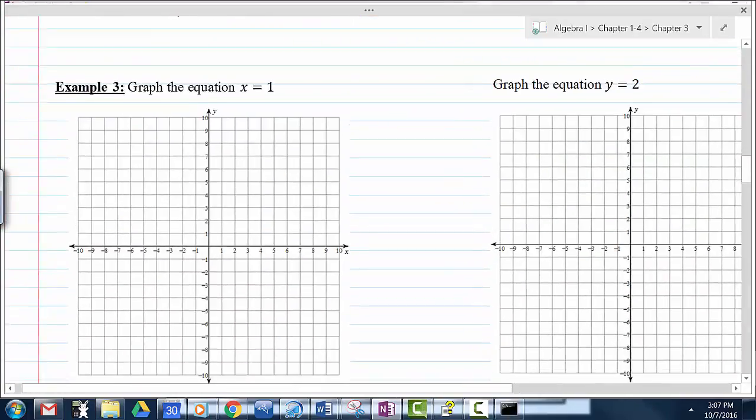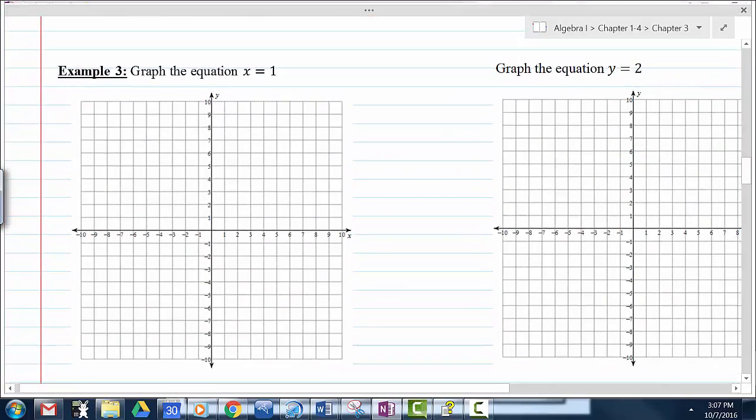If I wanted to graph these equations, say graph the equation x equals 1. If you have an equation, anytime it starts with x equals, then you're talking about a vertical line.